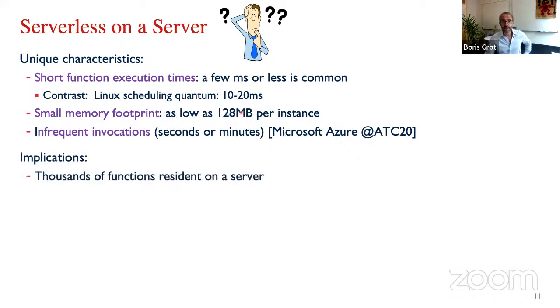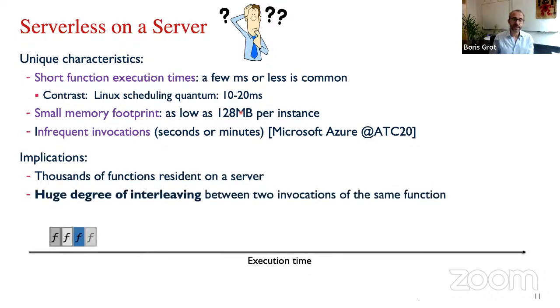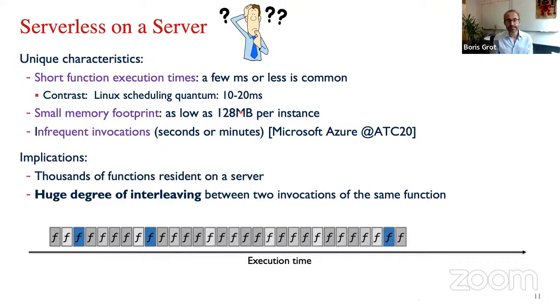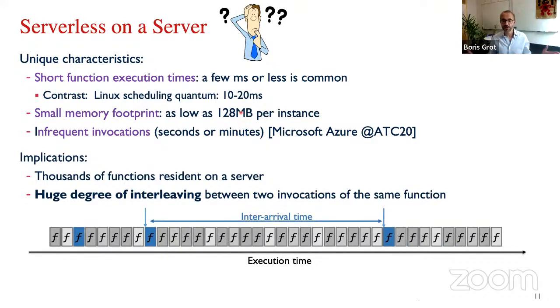Because the memory footprint is so small, now think about a cloud server today. A typical cloud server today will have hundreds of gigabytes of main memory, right? So you can pack thousands of functions on a server, okay? And the functions run for a very short amount of time, and so you can pack thousands of them on a server, and that means there will be a huge degree of interleaving between two invocations of the same function, right? That's kind of what the picture shows. I invoke a function here, a bunch of time passes, I run a bunch of different other functions, and then the same function is invoked again, okay?